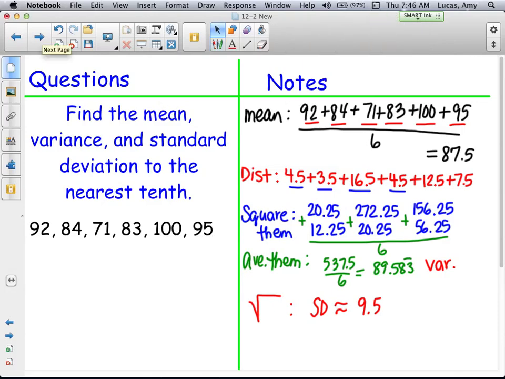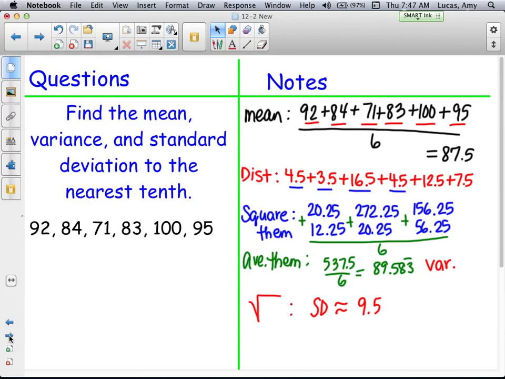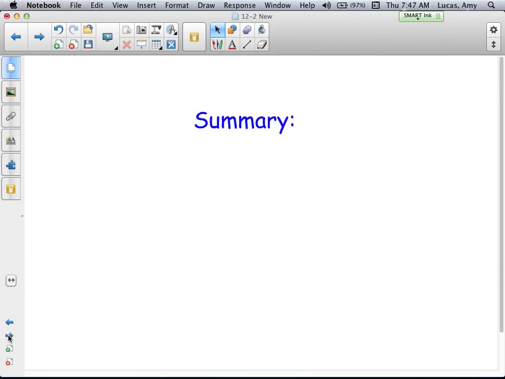So comparing this example to our previous one, these numbers are closer together with a standard deviation of 4.2. These numbers are more spread out with a standard deviation of 9.5. You should be able to write a summary now and check with your teacher for your homework assignment.